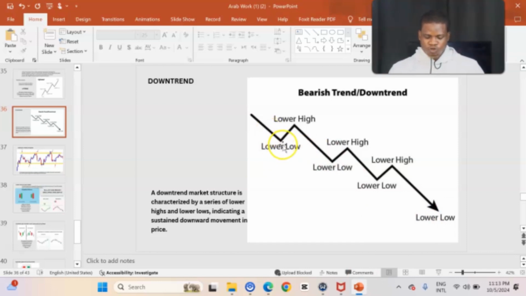You don't buy here. You wait for the market, let's say the market started moving here, to come down to this lower low. You don't buy here because anytime the market goes in a direction, it tries to do a little bit of correction before continuing. Right? That is what a downtrend simply means.